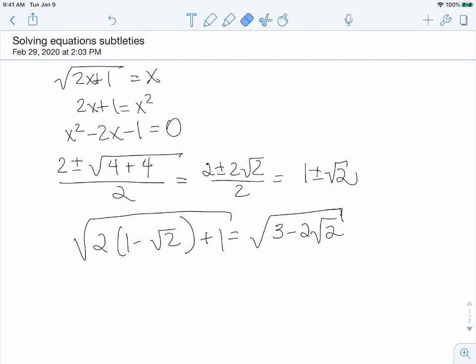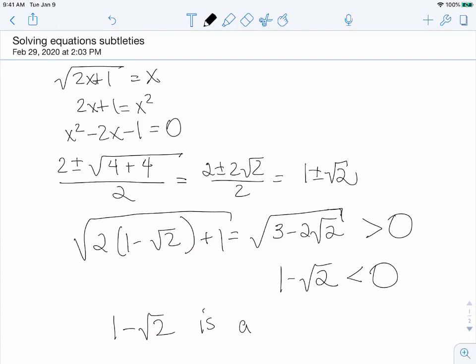I don't want or need to compute this, but I can conclude that this number is greater than 0. That's because radical 2 is approximately 1.4, so 3 is greater than 2 times that. However, 1 minus radical 2 is definitely less than 0. So this quantity, 1 minus radical 2, is not a solution. Not a solution. So what went wrong?